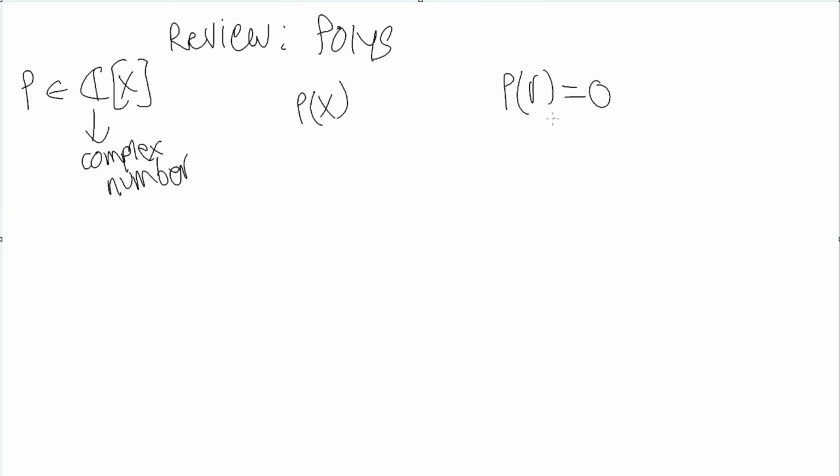Anyhow, if p of r equals 0 for a complex number r, then we say that x minus r divides p of x. We know that this is true. And this is called the factor theorem.